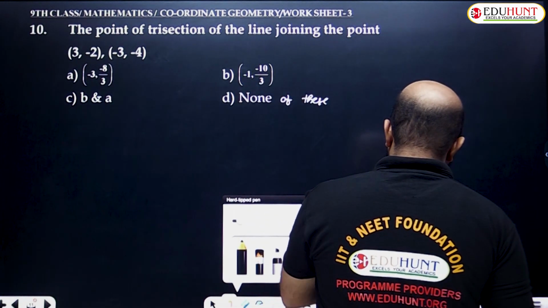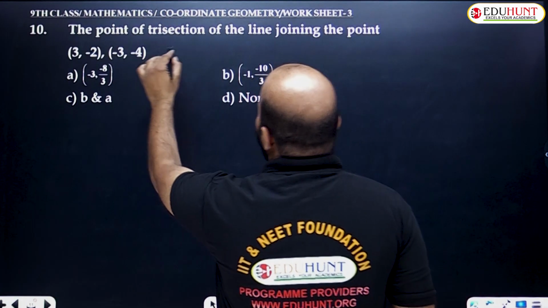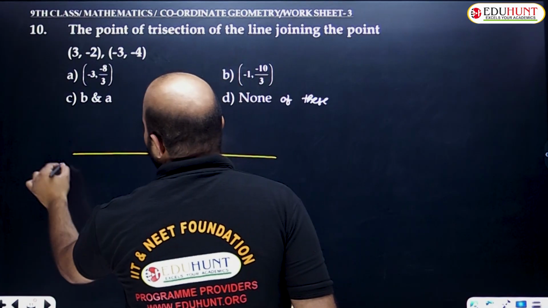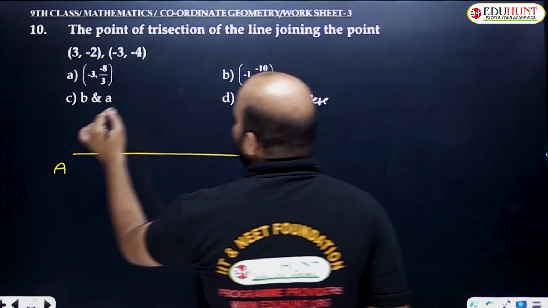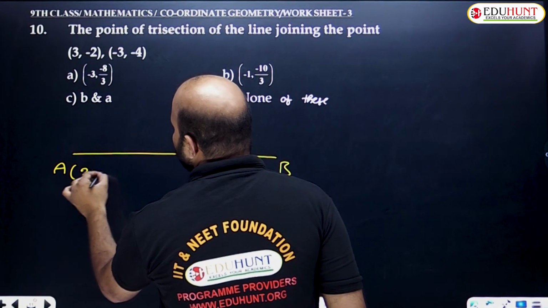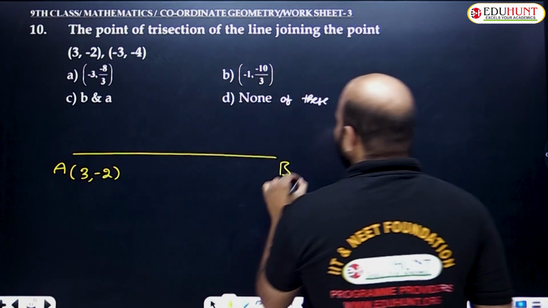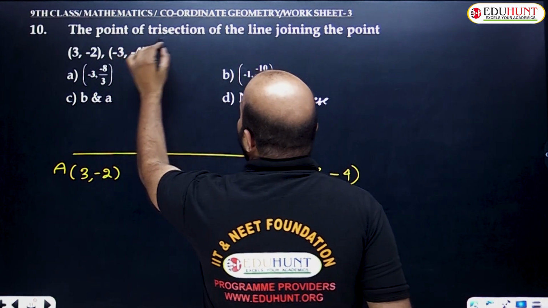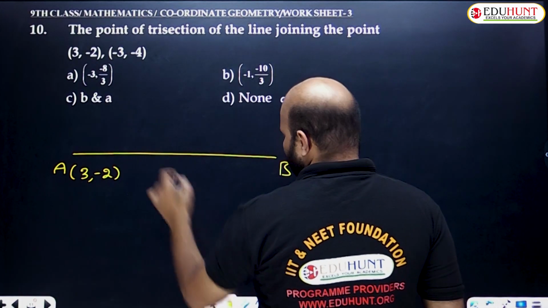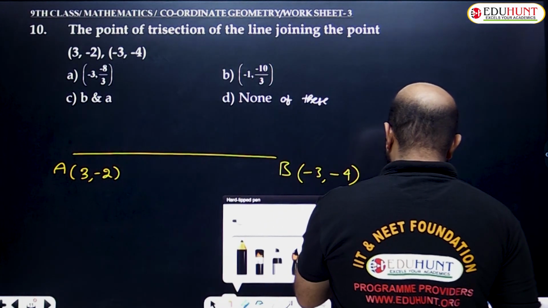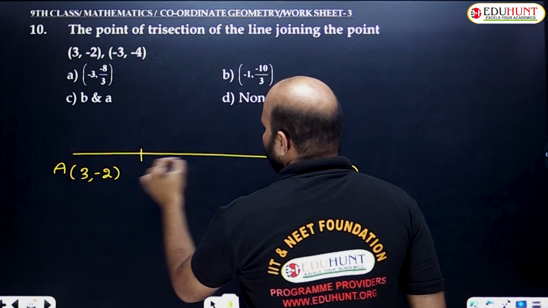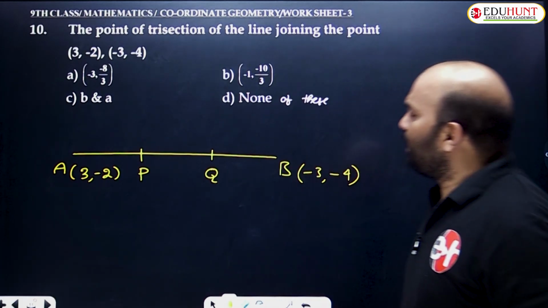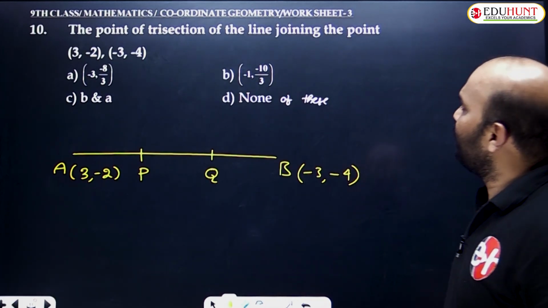In that question, the point of trisection. The line joining the points, so it will be considered as A and B. What are the coordinates of A? 3 comma minus 2. B coordinates: minus 3 comma minus 4. So the points of trisection, let me take them as P and Q. 2 points P and Q on the line joining points AB.